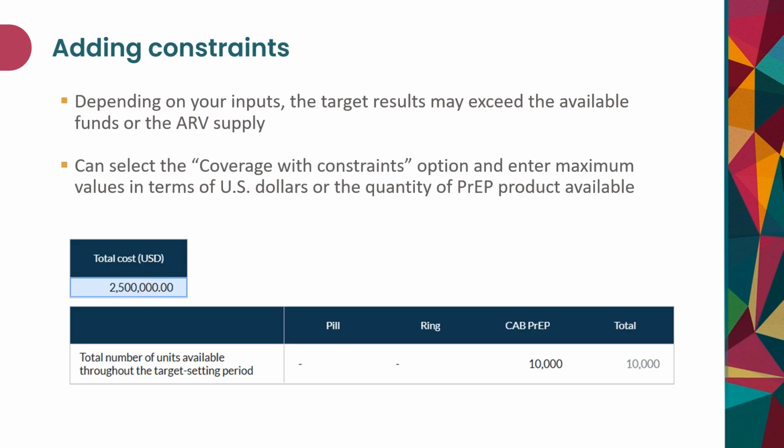Perhaps you've calculated your targets based on your desired coverage, but you've found that the results exceed your budget or the available ARV supply for PrEP. In this case, you can return to the Set Targets page and select the Coverage with Constraints option and enter in a maximum value in terms of US dollars or in the number of product units. Here I've added a financial constraint and a constraint on the number of CAB PrEP units available.